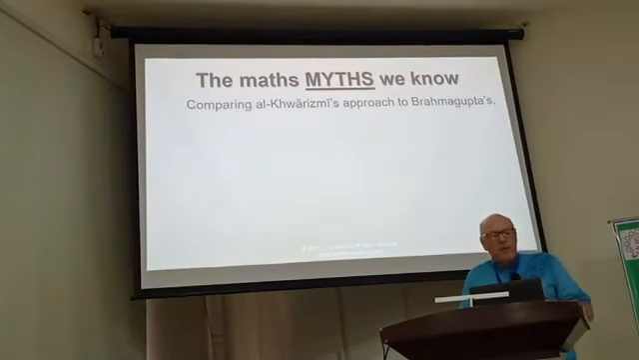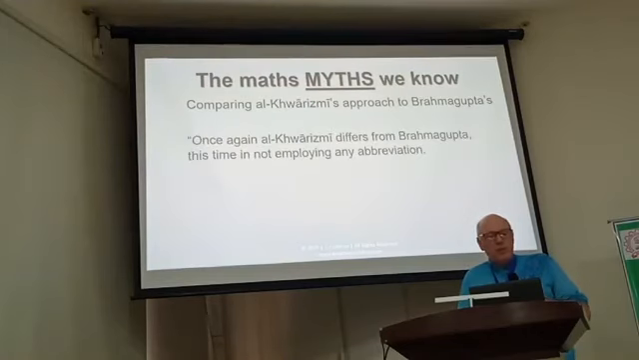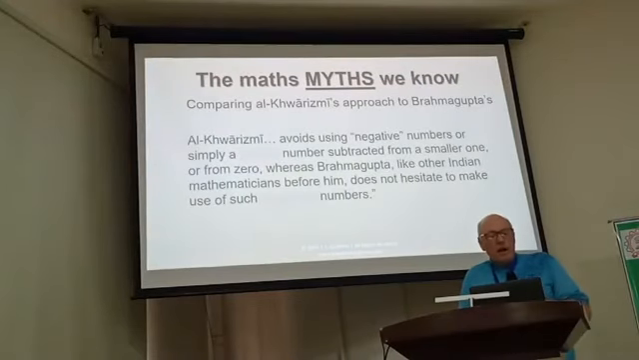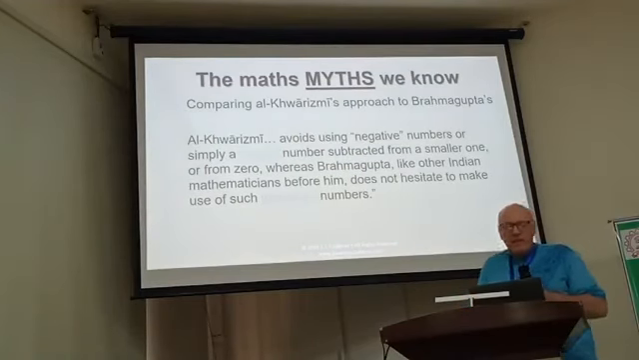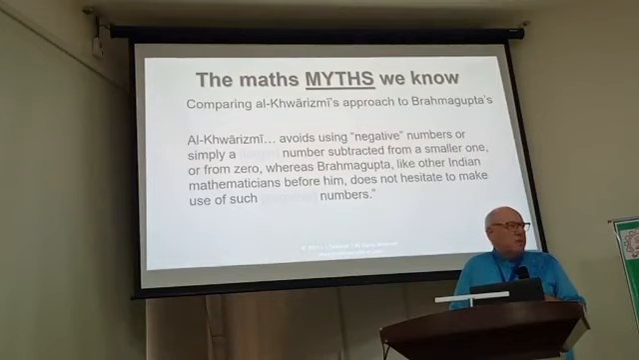So here we've got a comment comparing Al-Khwarizmi's approach to Brahmagupta's. Once again, Al-Khwarizmi's approach differs from Brahmagupta's, this time in not employing any abbreviation. So Al-Khwarizmi's writings were all rhetorical. They were all just paragraphs of text. Al-Khwarizmi avoided using negative numbers or simply a larger number subtracted from a smaller one or from zero, whereas Brahmagupta, like other Indian mathematicians before him, does not hesitate to make use of such negative numbers.